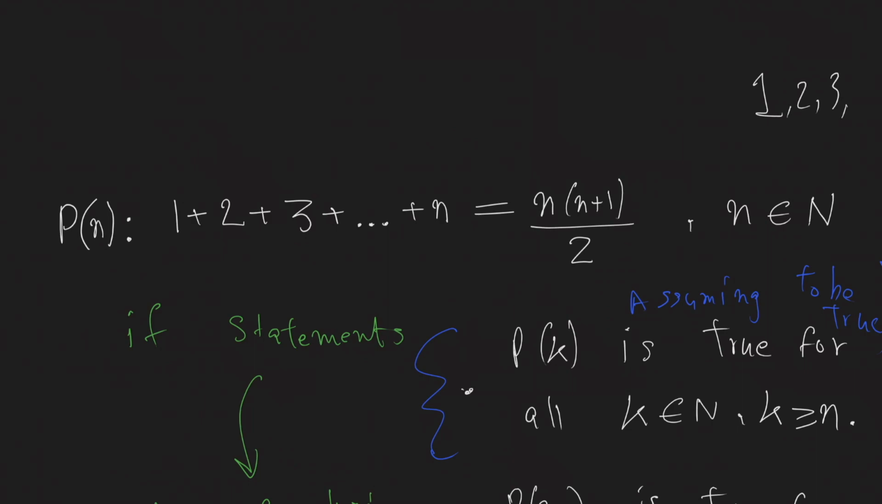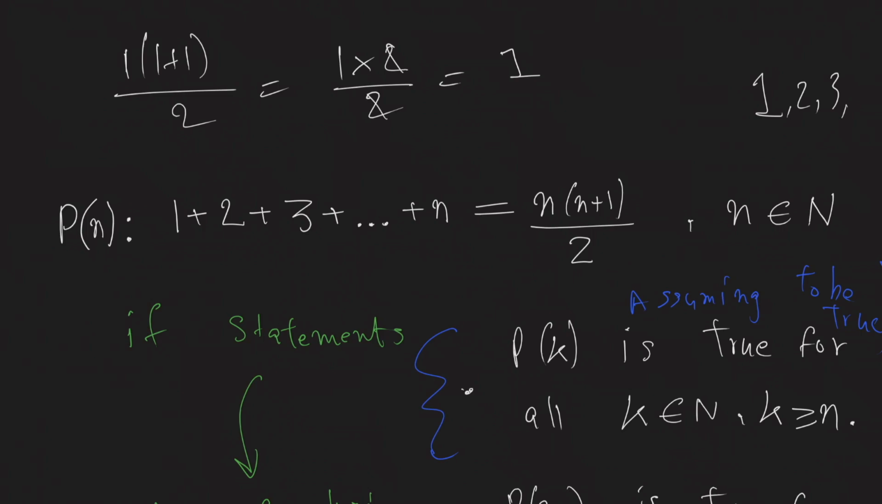So I'm going to see whether this conjecture holds for n equal to 1. Now n equal to 1 would yield 1 times 1 plus 1 over 2, which is just 1 times 2 over 2, and this is just equal to 1. Now the sum of the first natural number with nothing is just 1, right? So we know that p1 is true. So the conjecture over here holds for p1.